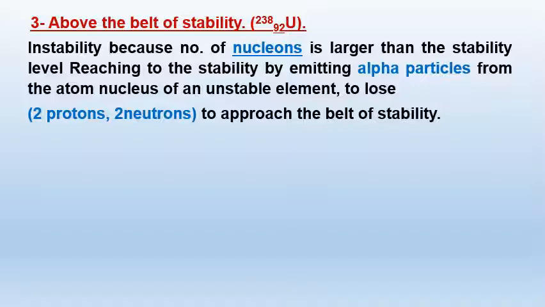And in this way, the elements tend to be stable in three ways. If the element is on the right side, it tends to be stable by emitting a positron. If the element is on the left side, it tends to be stable by emitting a beta ray. If the element is above the belt of stability, it tends to be stable by emitting an alpha ray. Okay?